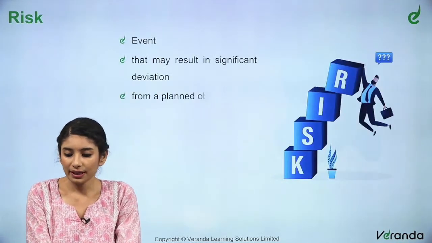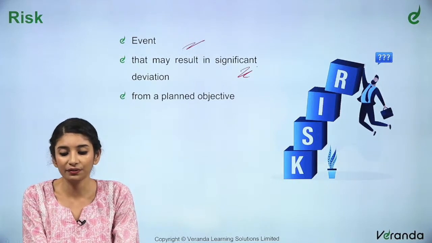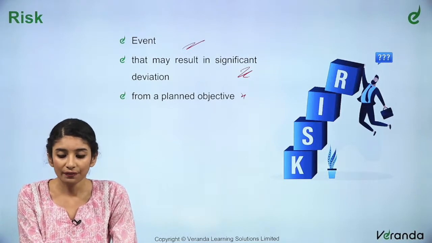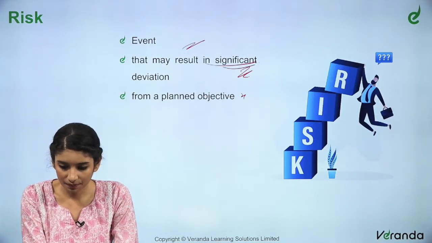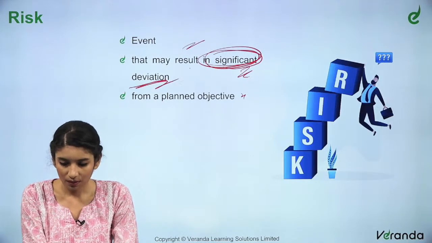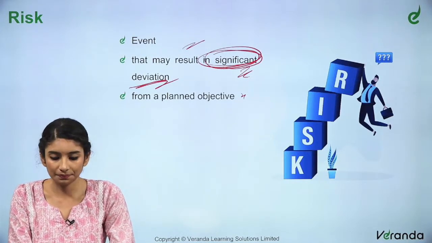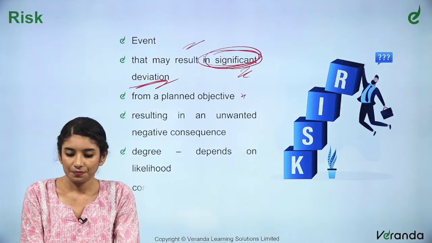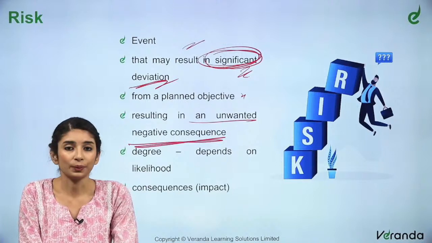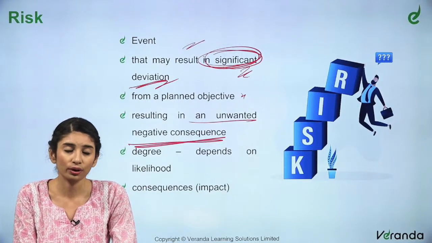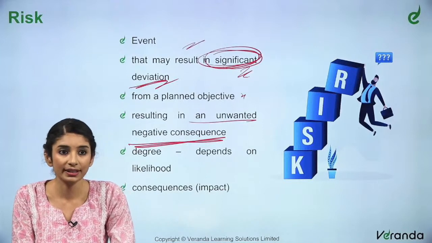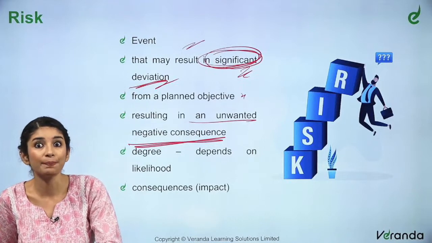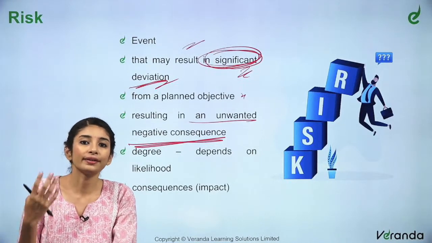Now, what is a risk? It's an event that results in significant deviation from a planned objective, resulting in unwanted negative consequence. It's important that risk is defined as leading to a negative consequence. In case it's a positive consequence, there could be significant deviation from the plan, but in a very positive way, right? In that case, it is not termed as a risk.